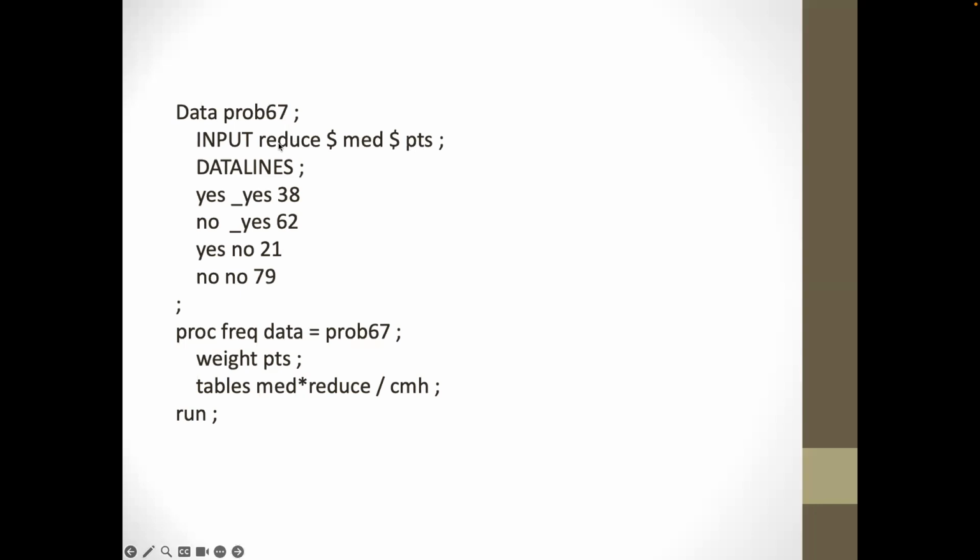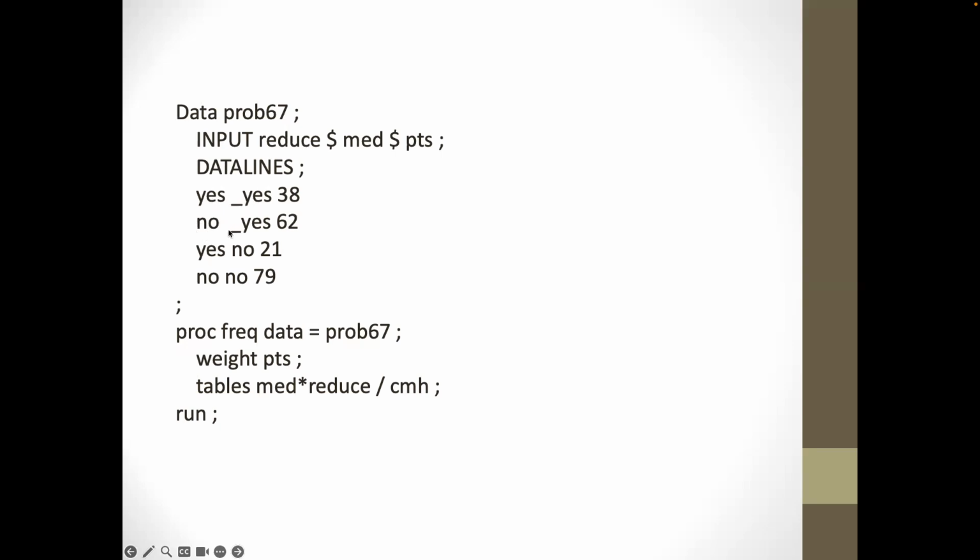So last time we input only one variable, this time we're inputting 3. Data lines, again, semicolon. And then yes, I put underscore yes here because for this variable, I want this to show up first. If you put an underscore, it'll show up first, as opposed to alphabetical order. You didn't have to do that, but I did. So I have yes, underscore yes, 38. There were 38 people who had their symptoms reduced and had the medication.